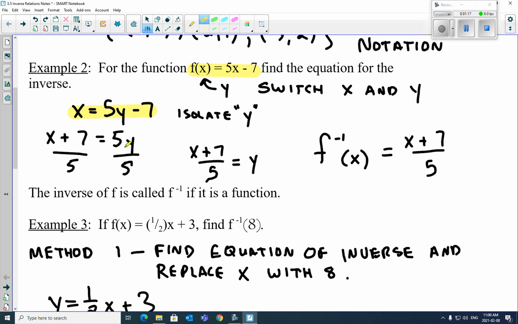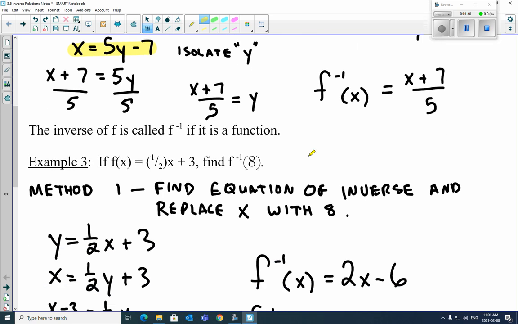So we move the 7 over to the other side and divide both sides by 5. So we end up with (x plus 7) over 5 equals y. So y is by itself. But don't forget this is inverse, so we don't write it as y. We have to make sure we put in proper terminology, f of -1 of x, because that's the inverse of y, and then we get our function there. So (x plus 7) over 5. The original was f of x equals 5x minus 7. The inverse is f of -1 of x equals (x plus 7) over 5. So that's it. For linear, you just switch it back and forth.